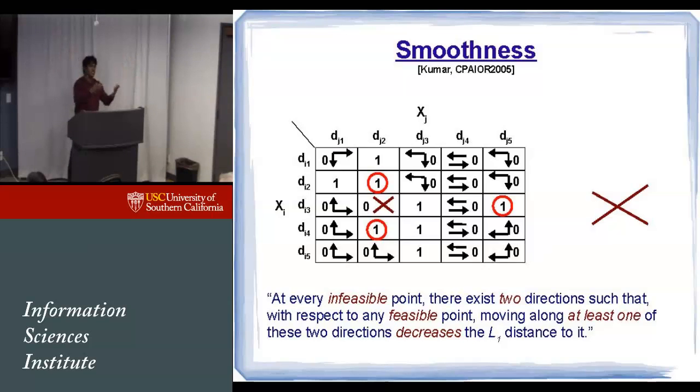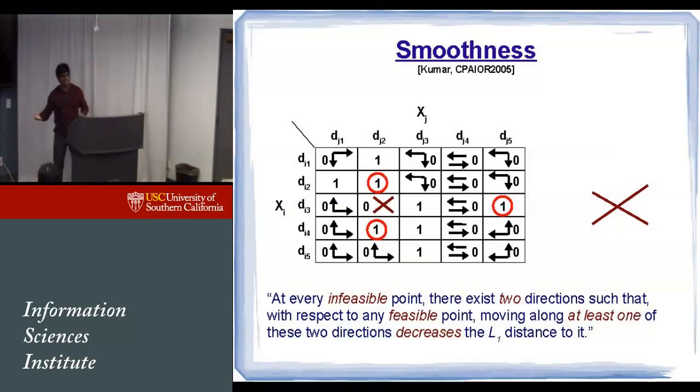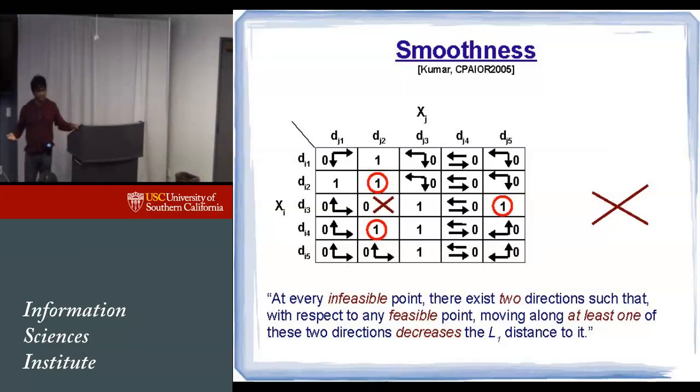Because if you have a single direction, what does that mean? It means that essentially it's convexity. If you have a single direction that decreases the L2 distance to a feasible point, no matter where it is in the feasible region, that's basically convexity. But smoothness is, you're speaking about the L1 distance, not L2 distance, and you have a pair of directions instead of one direction.